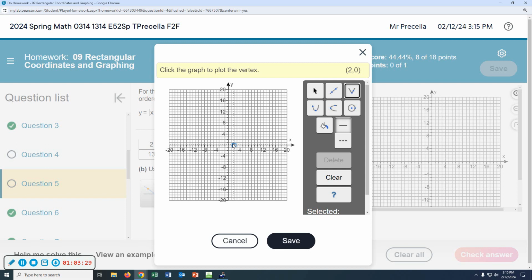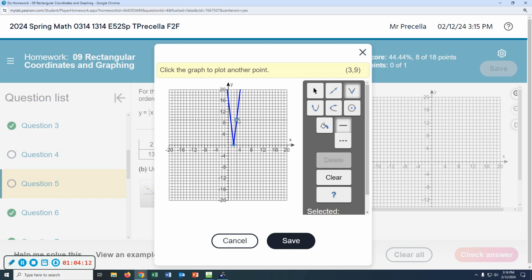Okay, notice this is such a nice tool. I click the 2, 0. That's the vertex. Now it says plot another point. Notice as I move my mouse around, it's drawing every V-shape that you could possibly get with the vertex at 2, 0. These V's are symmetric. If you drew an imaginary vertical line through that vertex and folded it over that vertical line, the right hand side is the mirror image of the left. So you only need one other point. They made us find 3 points for the table, but we only need one other point.